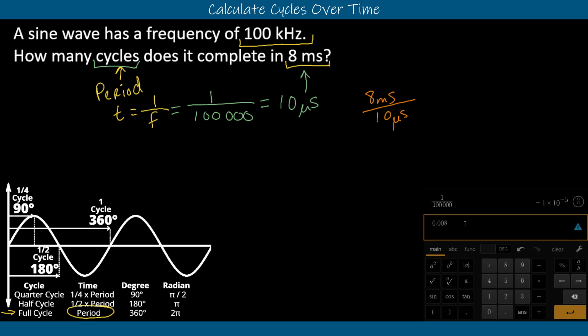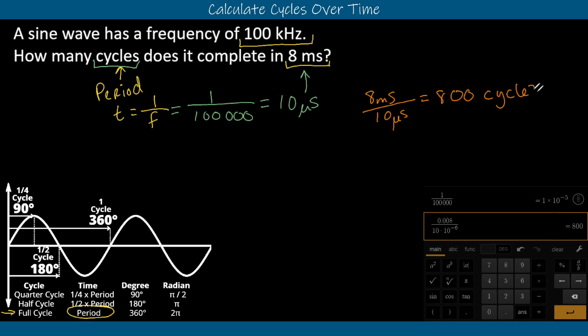We'll plug that in engineering notation because it's a little bit easier that way. 10 times 10 to the negative 6, right? Micro is negative 6. So we end up with 800 cycles that can happen in 8 milliseconds. This doesn't have any notation on the end, it's just cycles, right? Because it's the number of times that our period occurred, and that period is the same as how many cycles that frequency can generate also.